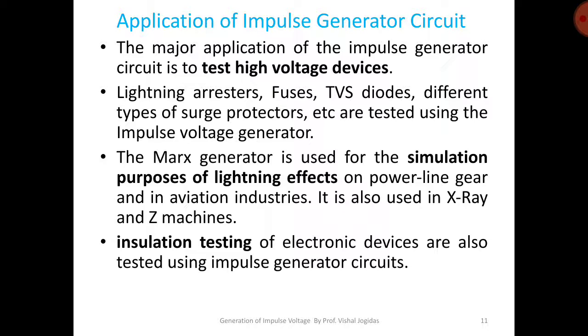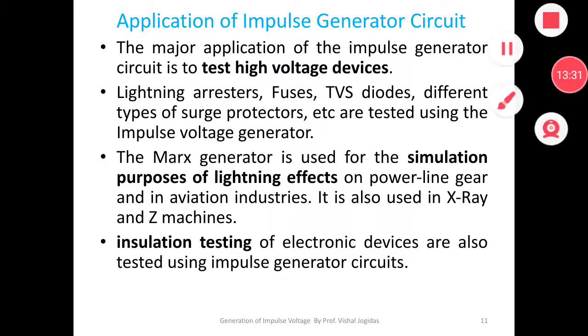So these are the applications of the impulse generator circuit.